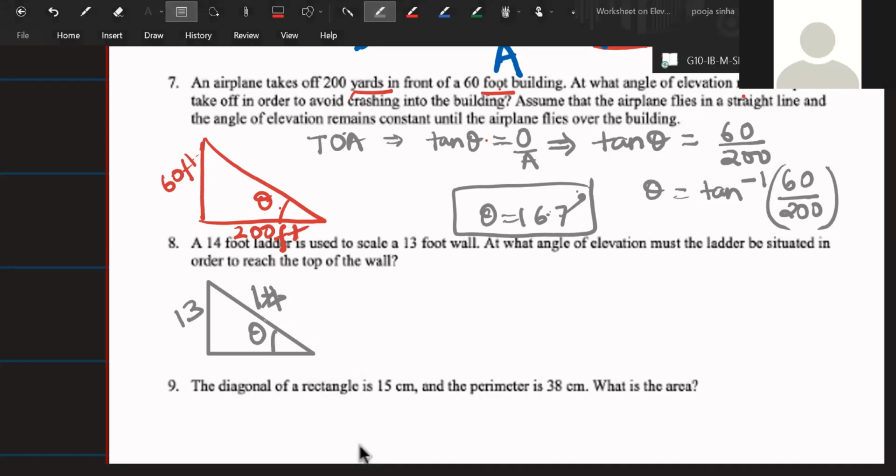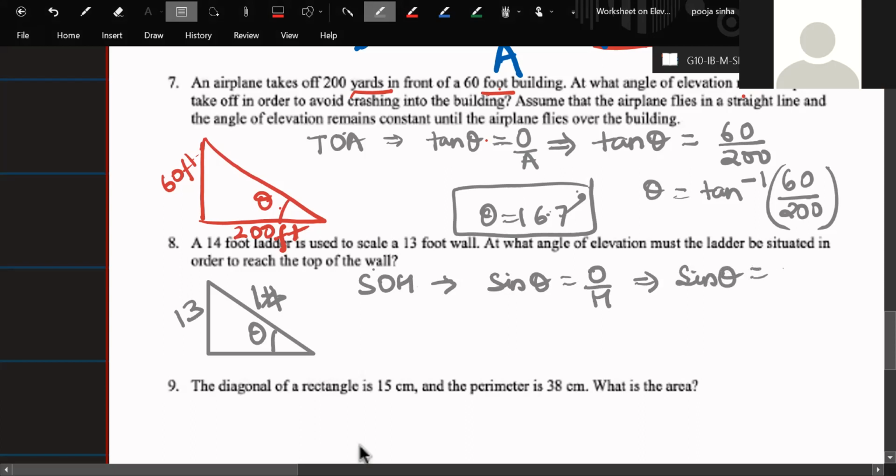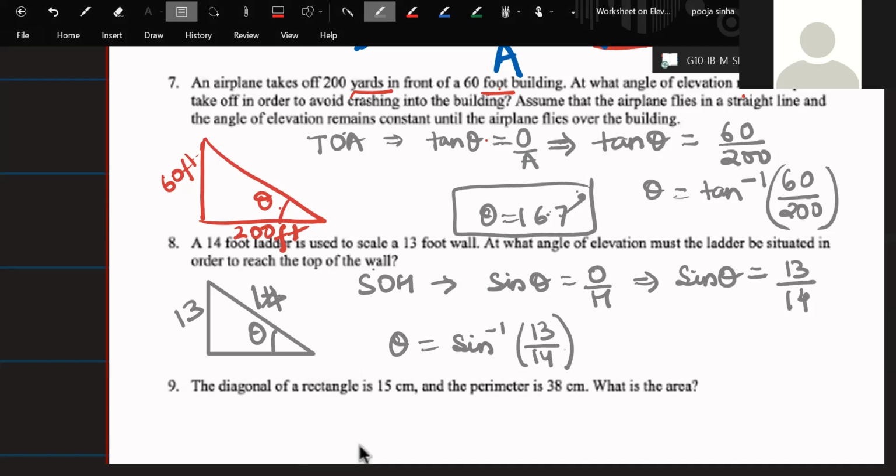Good job, Arya. And you are going to use SOH CAH TOA? SOH. Inverse we will use later, but initially we'll start with this only. You're supposed to use sine theta is equal to opposite upon hypotenuse. That is sine theta only. Opposite is, say with me. Theta is equal to sine to the power of minus one in brackets 13 upon 14, which is equal to 68.2. That is sine inverse of 13 upon 14 is equal to 68.2.